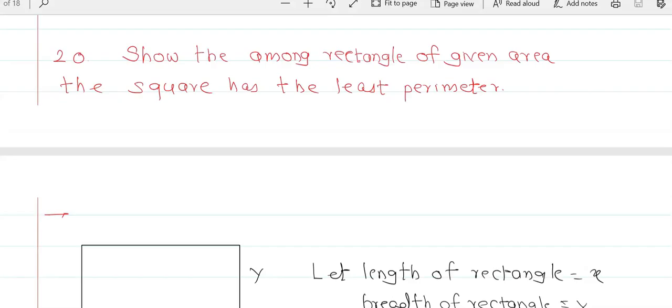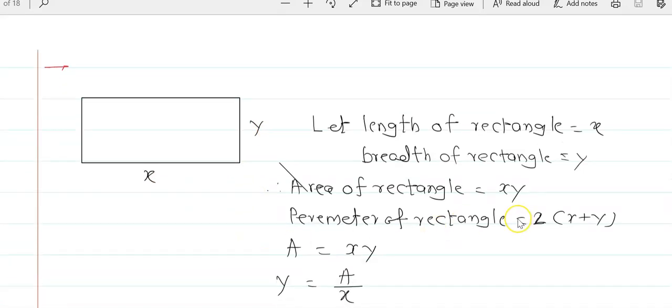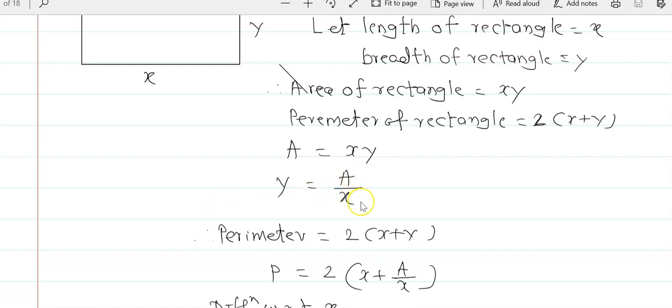Now example number 20. Show that among the rectangles of given area, the square has the least perimeter. Now here x is the length of the rectangle and y is the breadth of the rectangle. The area of the rectangle is equal to xy, and the perimeter of the rectangle is equal to 2 in bracket x plus y. Therefore, a is equal to xy and y is equal to a upon x.